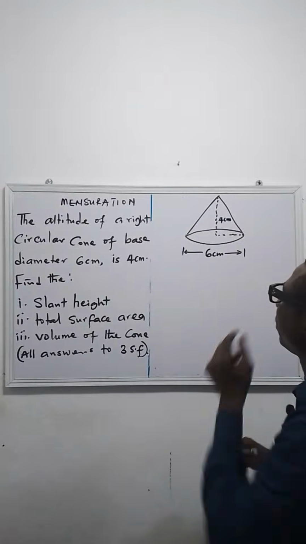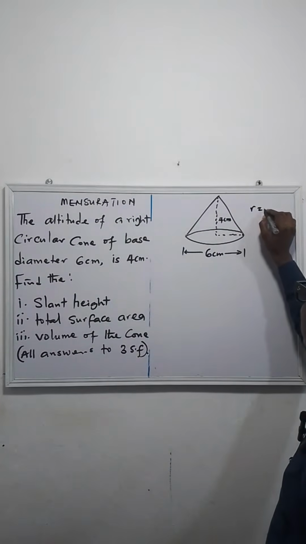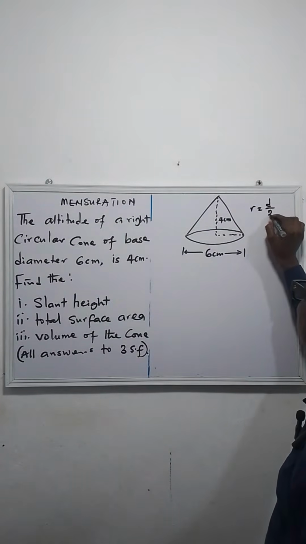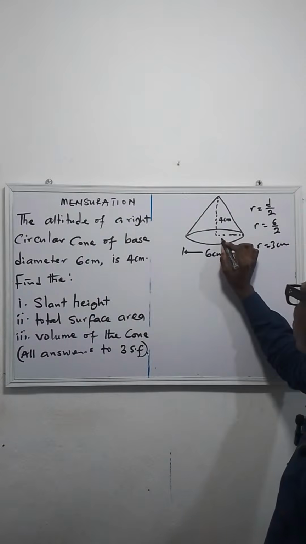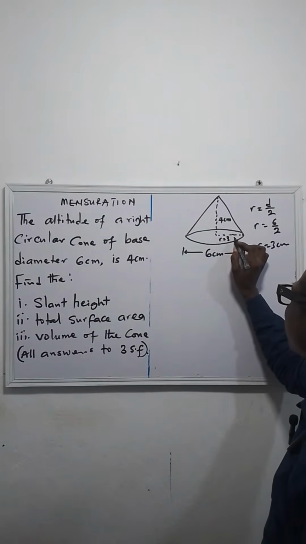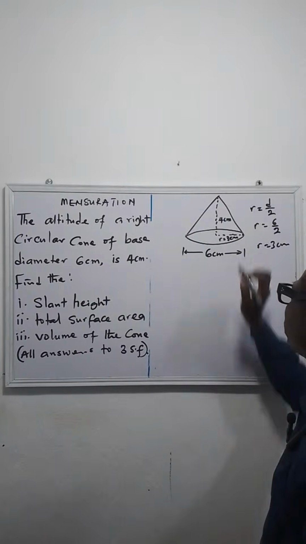All right. So now from here you can get the radius. Radius is diameter over 2. So radius is 6 over 2. Radius is 3 centimeters. So you can just write r is 3 centimeters here.